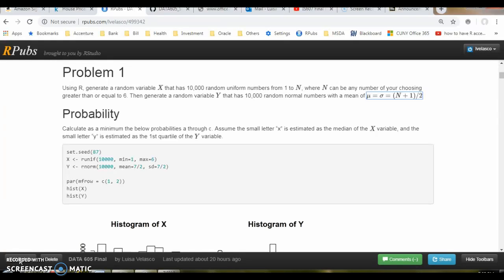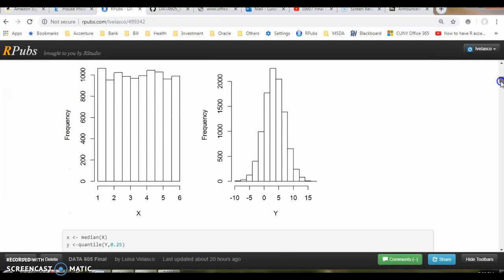For problem 1, we generate a random variable that has 10,000 random uniform numbers as x, and we selected for the y a random variable that has random normal numbers with the mean and the standard deviation of 7.5. So the layout of them both are on this screen, x being uniform and y being normal.